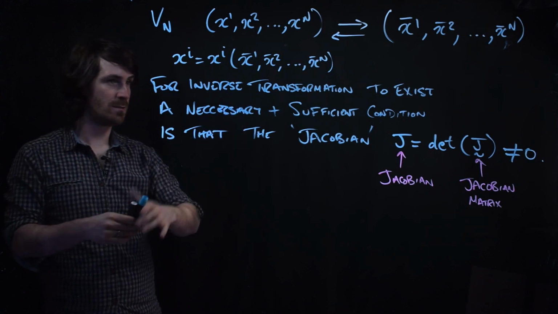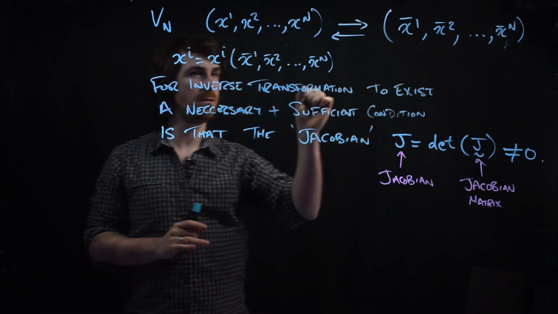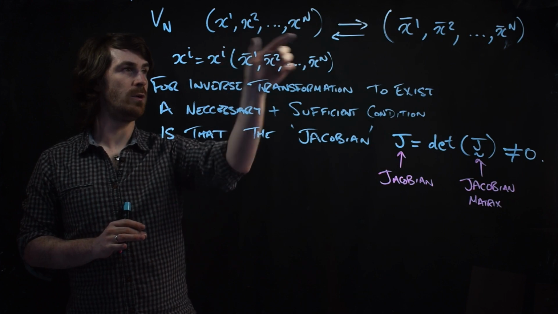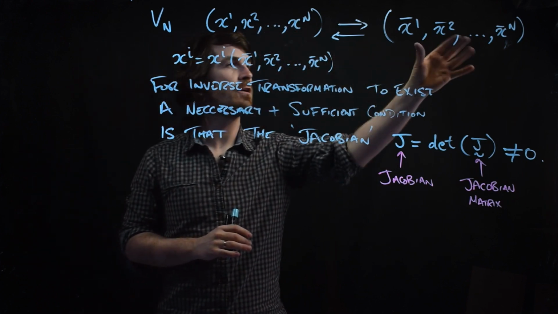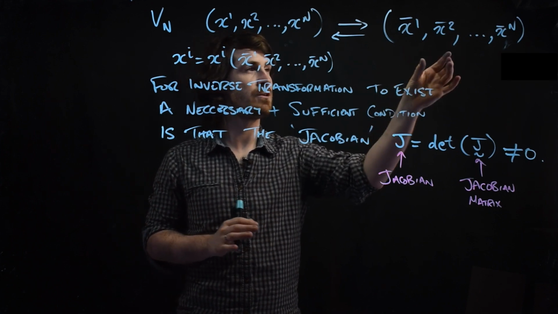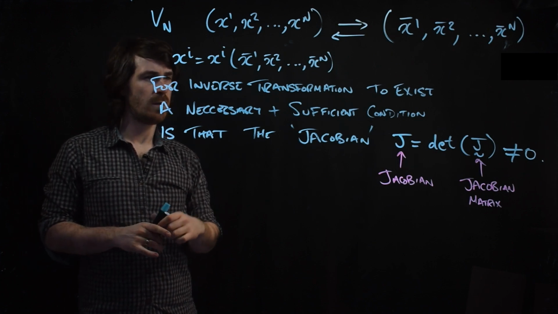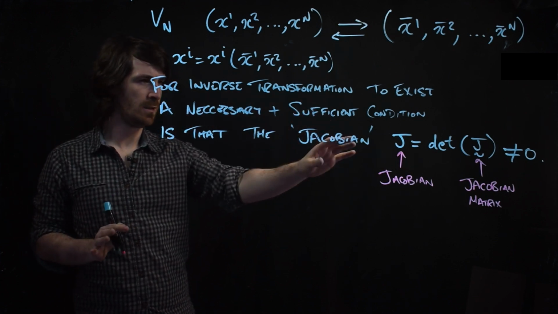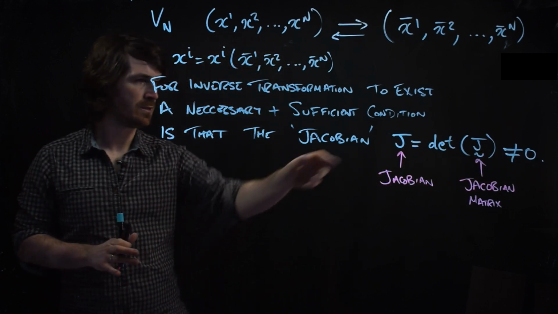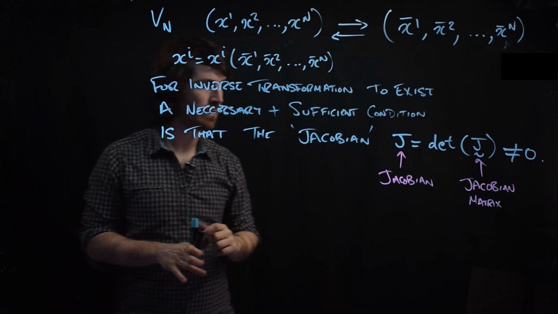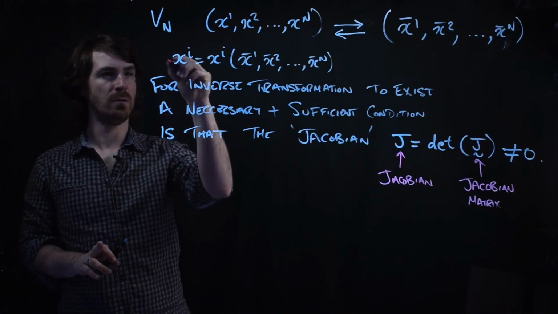Okay, so what we've got is a transformation from an unbarred set to a barred set. We're saying that we can go either way. So if there's a transformation from the unbarred to the barred, then we assume that there is an inverse from the barred to the unbarred. And for this inverse transformation to exist, this condition must be true. So we need to now talk about what this Jacobian actually is. Okay, so if we think about our inverse transformation, that's this guy.